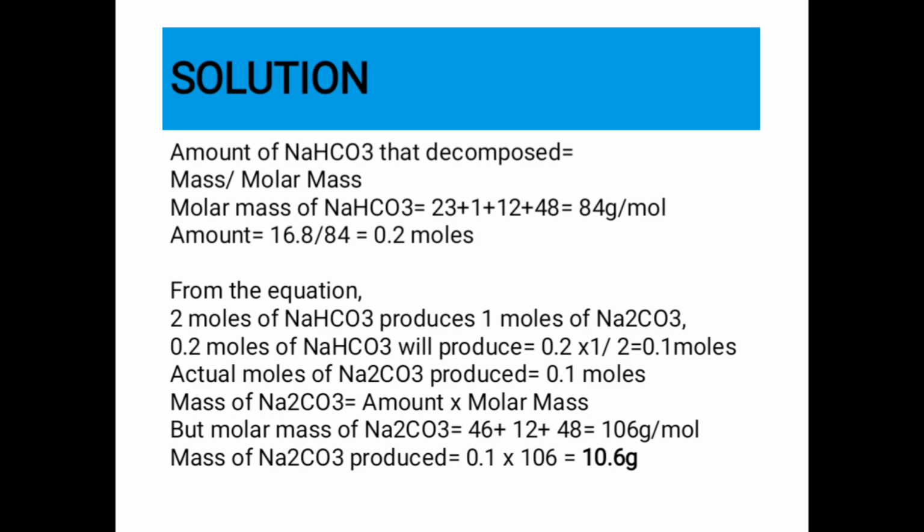So the actual moles of Na2CO3 is 0.1 moles. From there now you can find the mass by saying amount times molar mass. That's 0.1 times 106. That's 10.6 gram. For WAEC, ensure that you find the molar mass. If you are not given the molar mass of the compound, make sure you solve it out because it attracts mark.